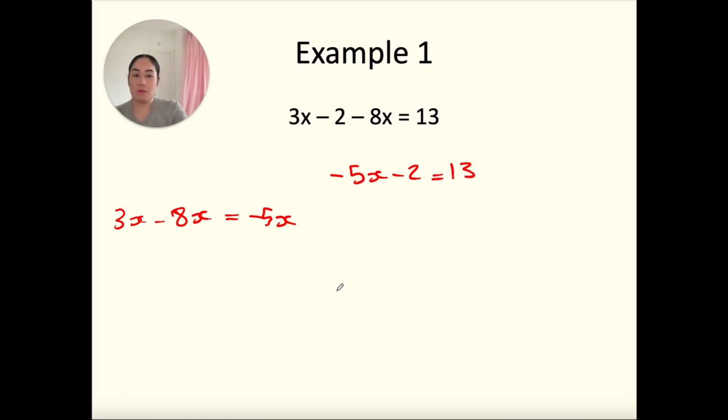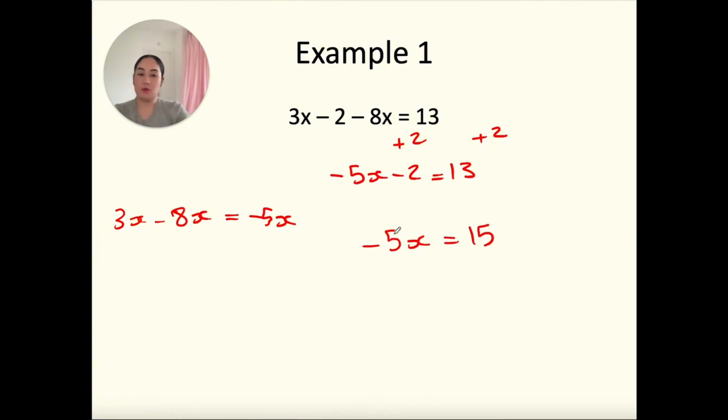Next step, if you remember, was we're going to get all the variables on one side and all the constants on the same side. So I've got a variable here, I'm going to take the constant to the other. We're going to inverse the operation. So minus 2, the inverse of that would be we're going to add 2 to both sides. We're left with minus 5x is equal to 15.